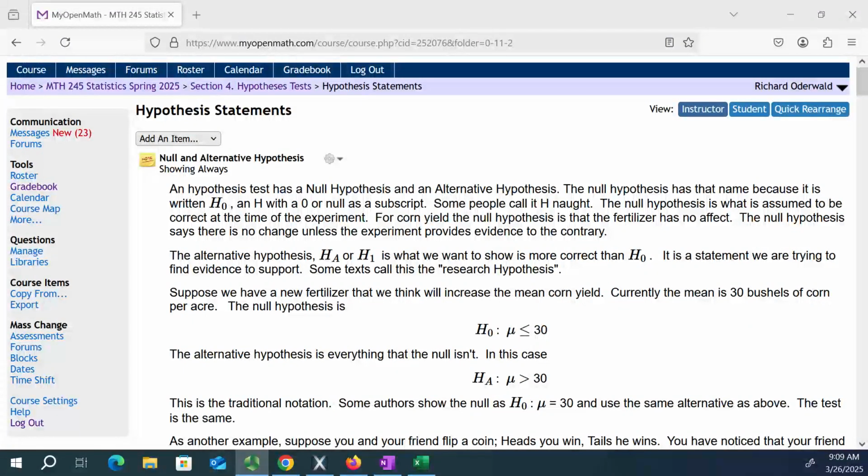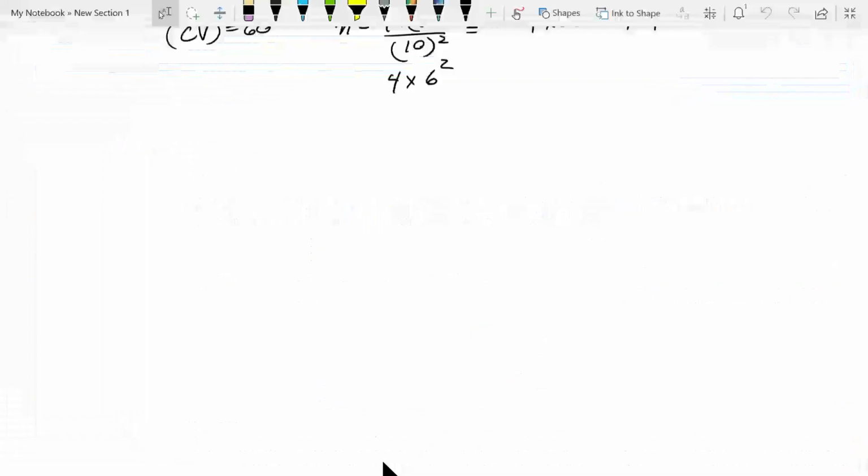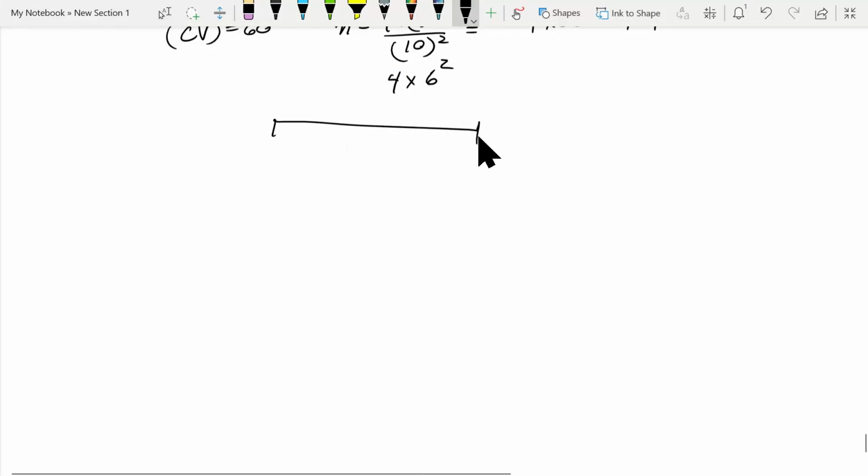We've done confidence intervals, right? And the idea behind a confidence interval is that we are trying to trap the true population mean. So that if we have a 95% interval, we have a 95% chance that the true mean of the population is in there.